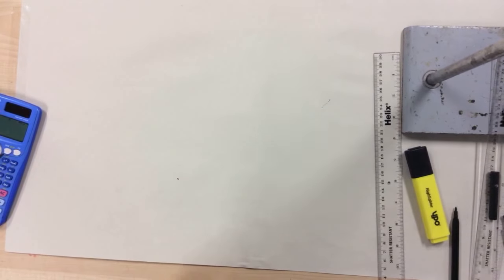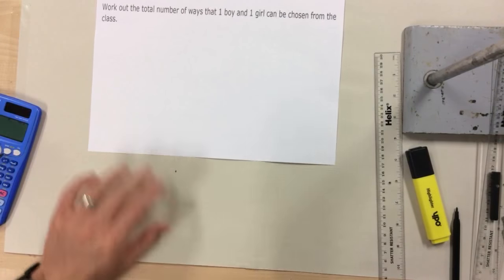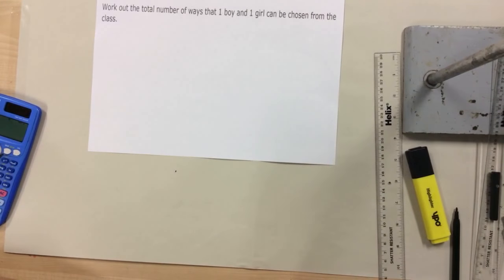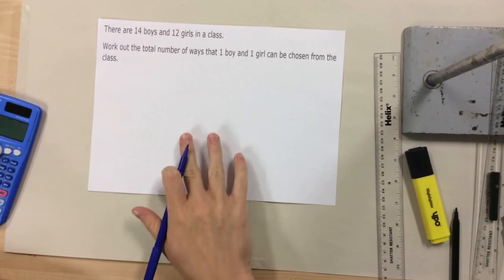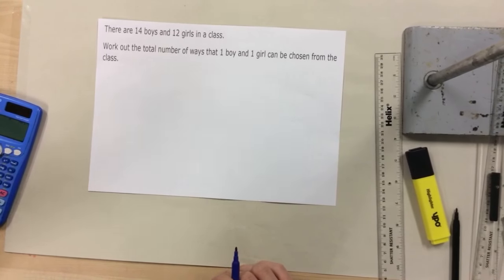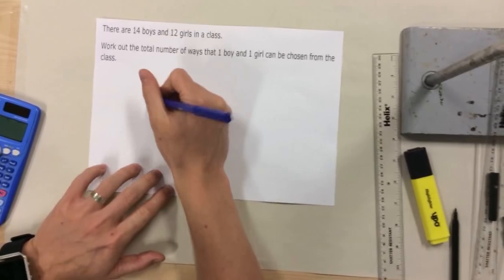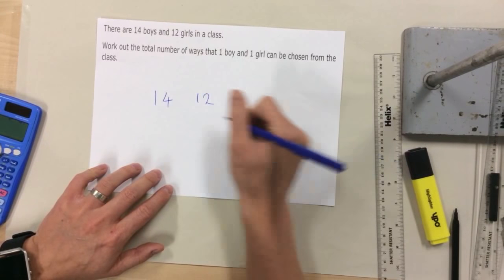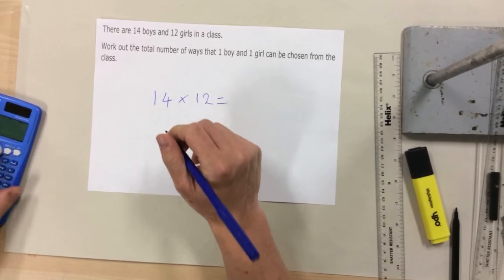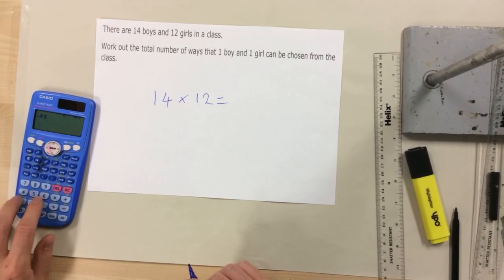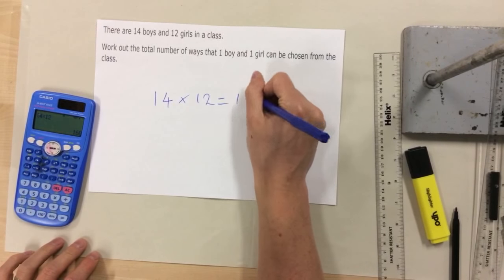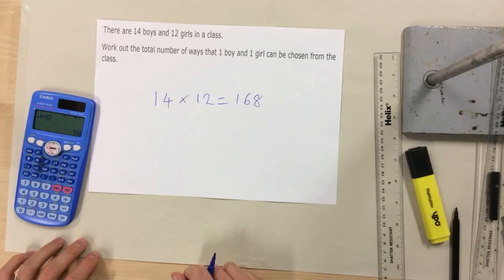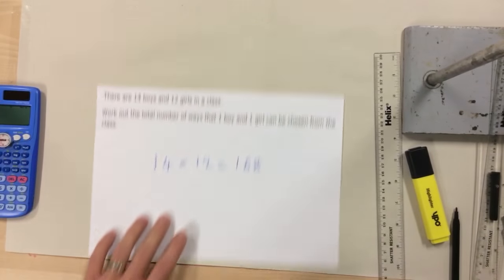Personal favourite, easy marks that people always seem to panic on. There are 14 boys and 12 girls in a class. Work out the total number of ways that 1 boy and 1 girl can be chosen from the class. Thank you. So, to use this, I need to think, well, how many ways are there of choosing a boy? Well, there's 14 ways. How many ways are there of choosing a girl? There's 12 of those. I'm just going to multiply those together. That's simple. 14 times 12 is 168. Done. Next.